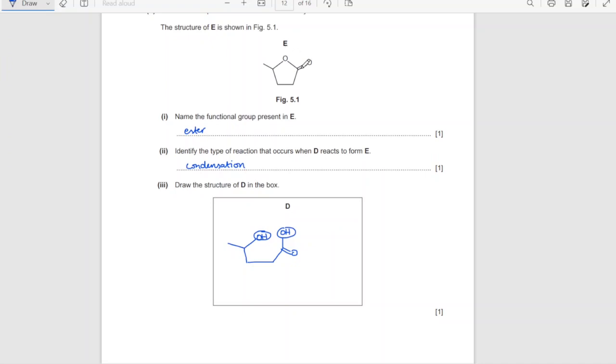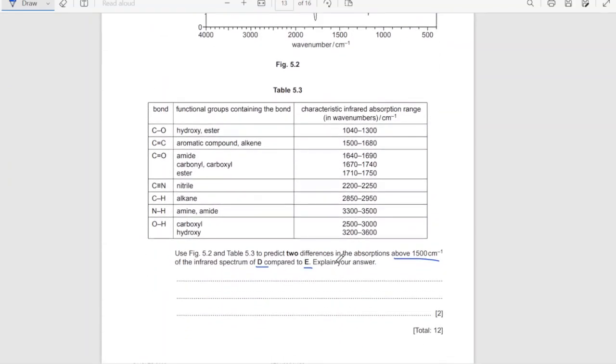And in the case of E, the C double bond O is part of an ester group, whereas in D, the C double bond O is part of a carboxylic acid group. So even though it's the same bond, the wave numbers will vary a little. All right, so we'll write that down. So for D, we have an absorption at approximately 2500 to 3000 for OH in the carboxylic acid group for D.